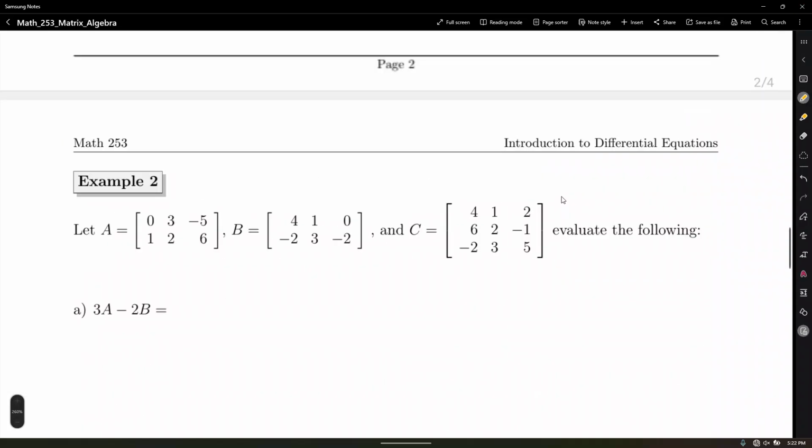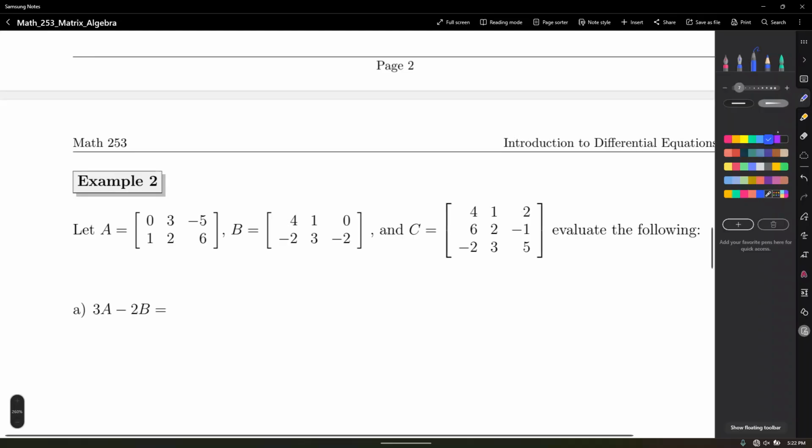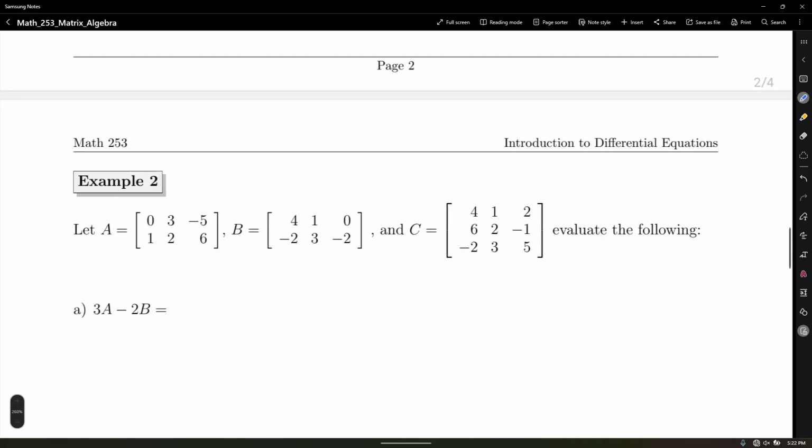Let's consider these three matrices here. Matrix A, let's state the sizes of the matrices. This is 2 by 3, another 2 by 3, 2 rows, 3 columns, and how about this one? 3 by 3, 3 rows, 3 columns. In fact, that's what we call a square matrix.